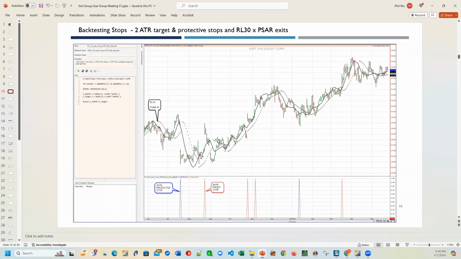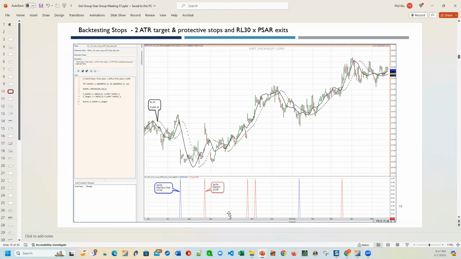This is just more to conceptualize what we're doing. The blue are signals for protective stops. This is what we have coded. Here there's a 2 ATR gap down, a big gap down, so you generate an exit. The blue is where we generate an exit because the previous bar had fallen by 2 ATR. So that's like a protective stop.